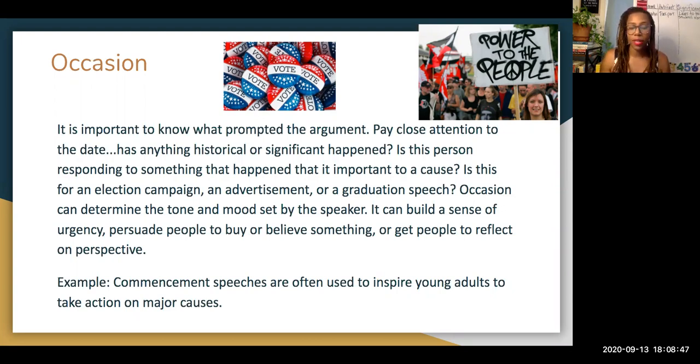And so my example down here is just like that. The commencement speeches often inspire young adults to take action, right? They usually challenge them to do something after they graduate. So keep in mind that occasions usually prompt the audience to do something in particular, or believe or think about something in particular. Just keep that in mind as you're thinking about the occasion.